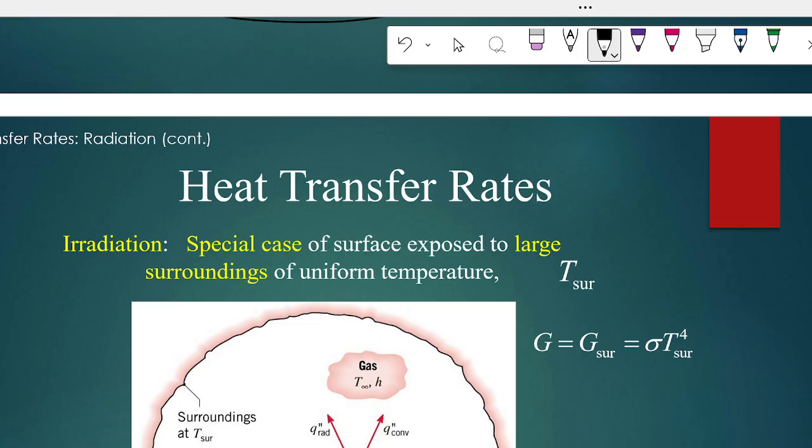Now here's the thing, Ts is the surface temperature. Everybody, write the class notes. Please write the class note. Whatever I'm writing, write it. So Ts is the surface temperature, right?